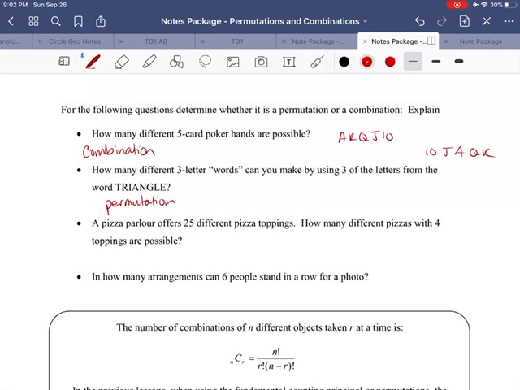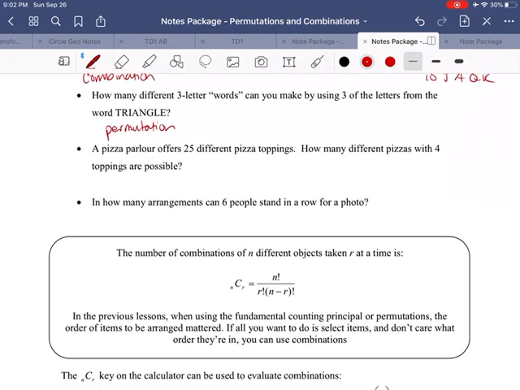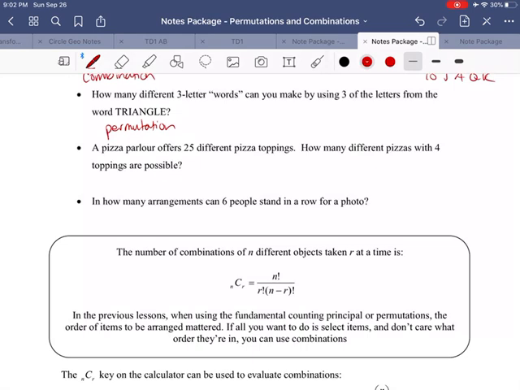When you're reading words, ABC is different than BAC. Those are different words, as it were. So that is a permutation. A pizza parlor offers 25 different toppings. How many different pizzas with 4 toppings are possible? That's a combination. Whether you ask for pepperoni and mushrooms or mushrooms and pepperonis, you're still going to get them on your pizza. So it's a combination.